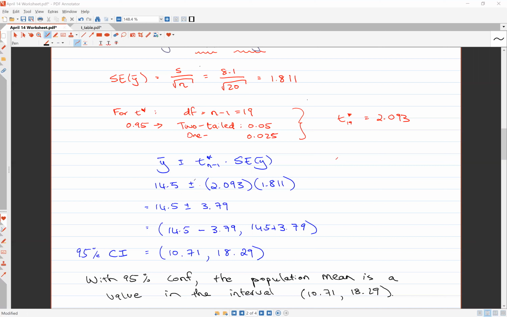So does anyone have a question here about the confidence interval? I think it's easy enough to calculate. You've done the T-star thing a couple of times, so you can use the T-table to get T-star. The standard error calculation should be easy enough as well.